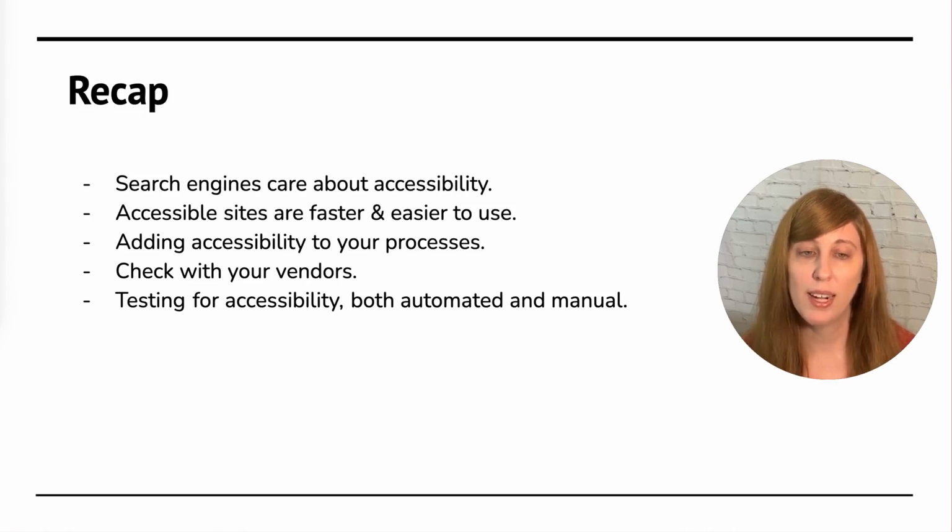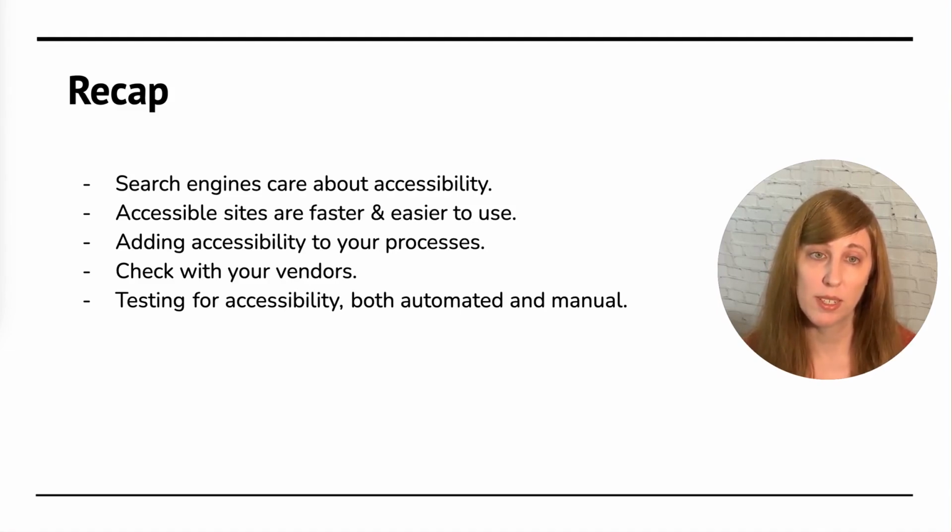We talked about adding accessibility to your processes, that you need to check with your vendors and find out what their accessibility policies are and what they have already done to improve their products to make them more accessible to people. And we talked about how you can test for accessibility, including both automated testing and how much it can cover and what it's good at, and what you need to do via manual testing.